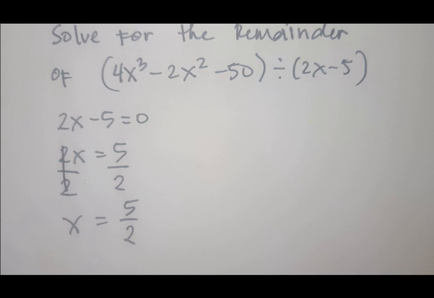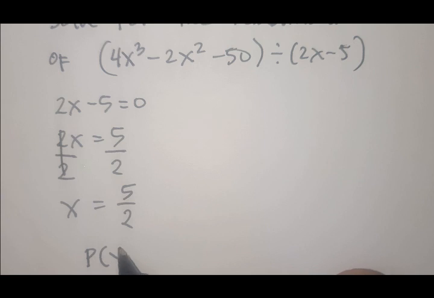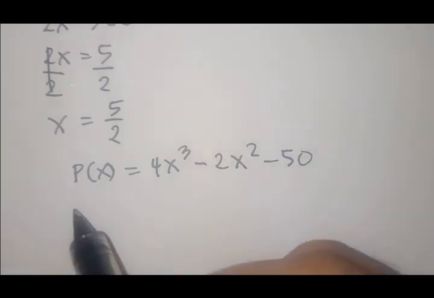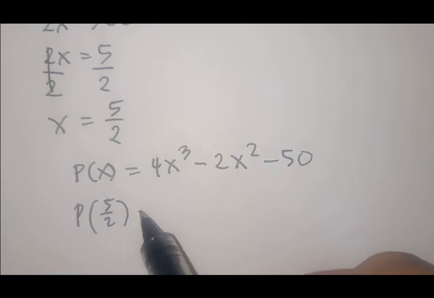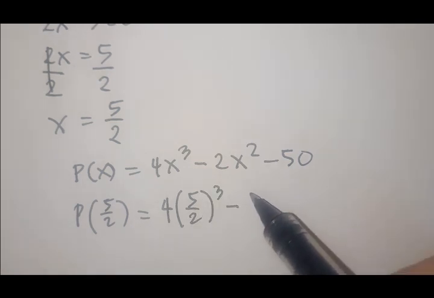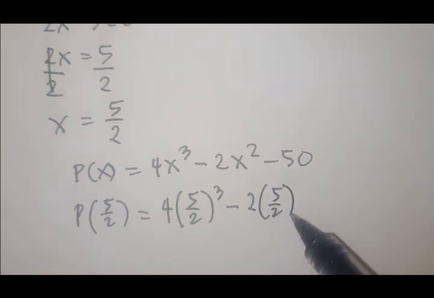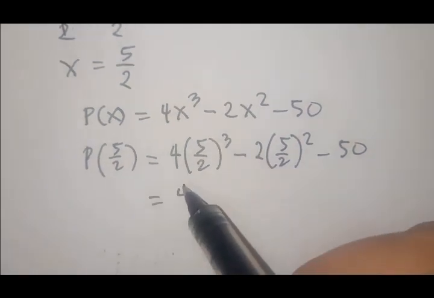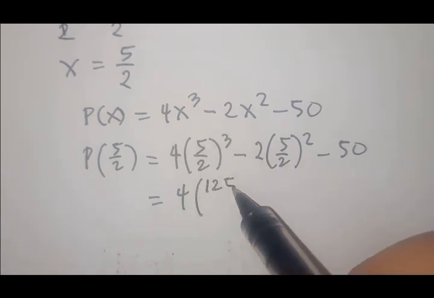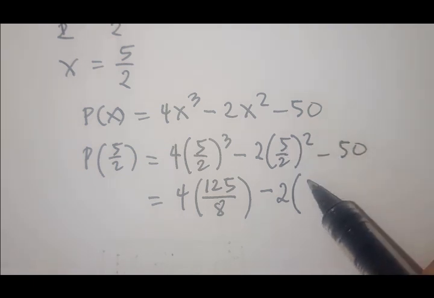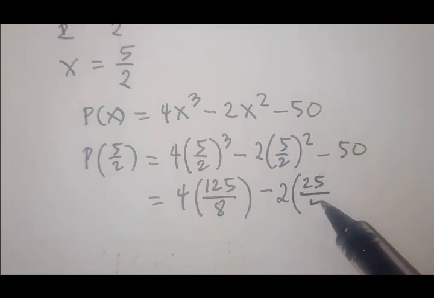Okay. So, kunin natin ngayon yung remainder. So, the equation is P of x equals 4x cubed minus 2x squared minus 50. Substitute natin ngayon yung value. P of 5 over 2 equals 4 times 5 over 2 cubed minus 2 times 5 over 2 squared minus 50. So, equate naman natin nasa loob ng parenthesis. You have 4 times 5 cubed is 125. 2 cubed is equal to 8. Minus 2 times 5 squared is 25. 2 squared is equal to 4. Minus 50.